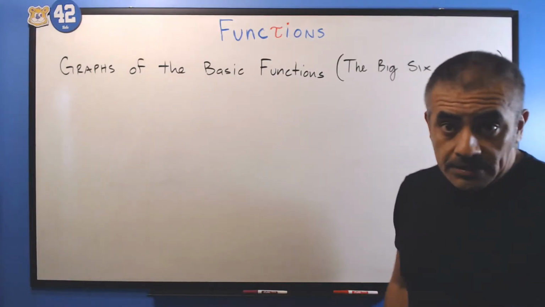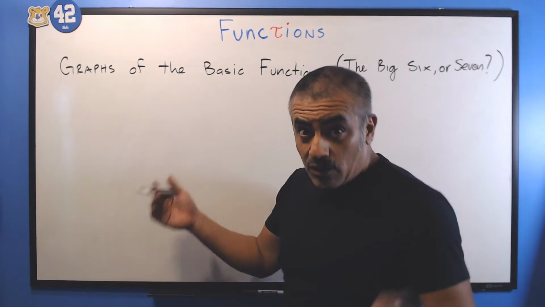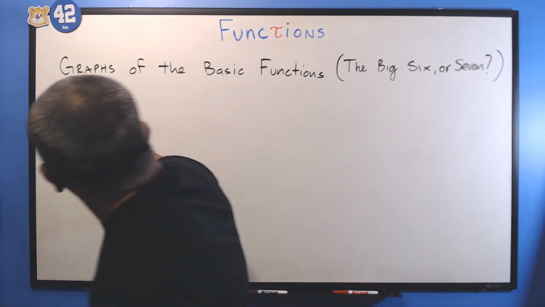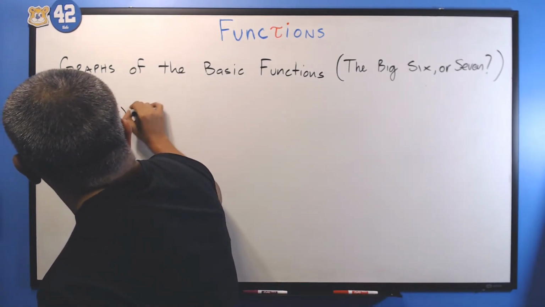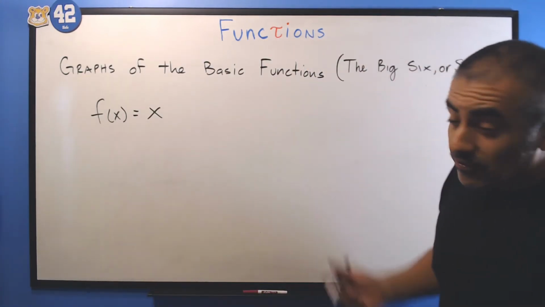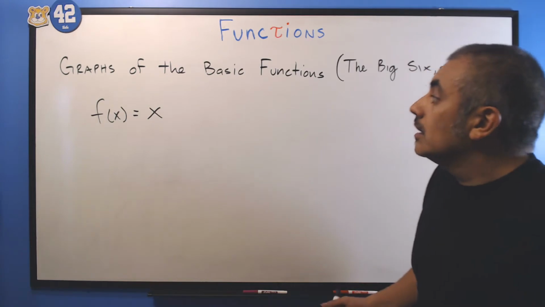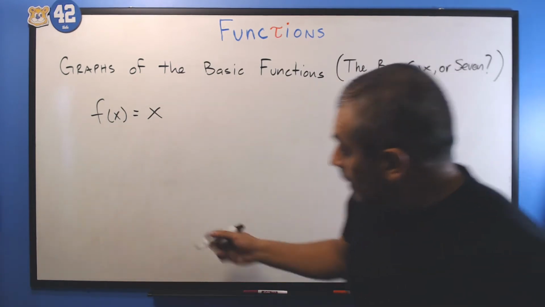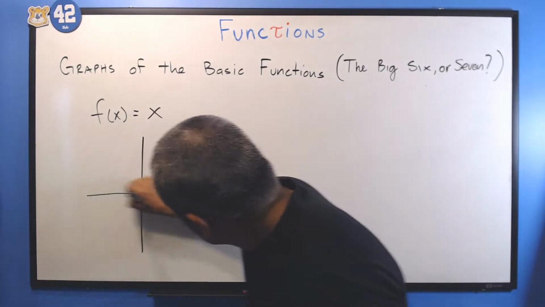So let's get started. Let's begin with the simplest of the big six, or 7, or 8, as you will see. f of x equals x. This is the parent function of the linear function. So this is going to graph a line. Let's take a look at the graph.